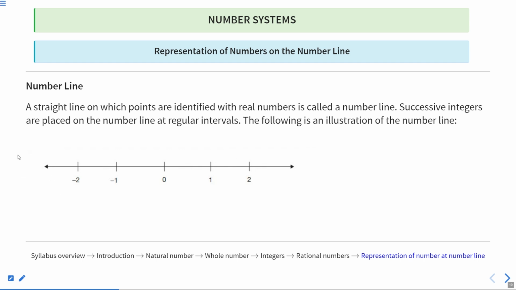So this is actually a straight line, whose points are identified with real numbers. The successive integers are placed on the number line at regular intervals. So these are regular intervals and these are successive integers, placed on the number line at regular intervals. So this is 0, this is 1, this is 2, and so on, and here -1, -2, and so on. This is the illustration of the number line.